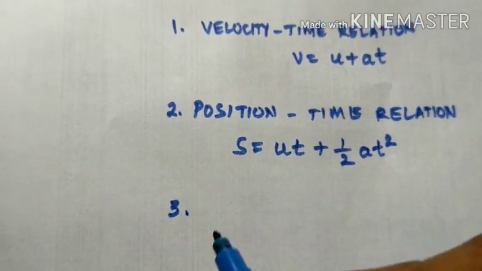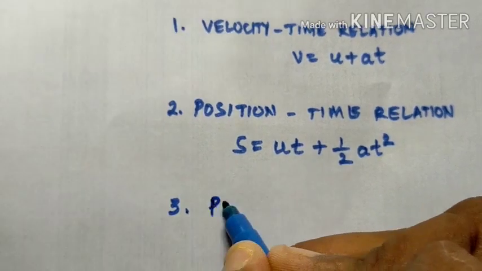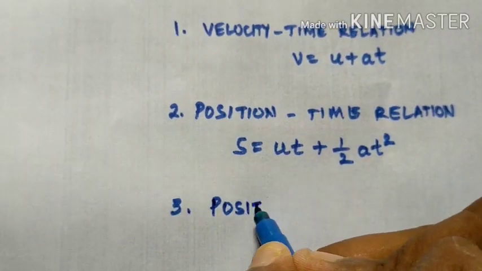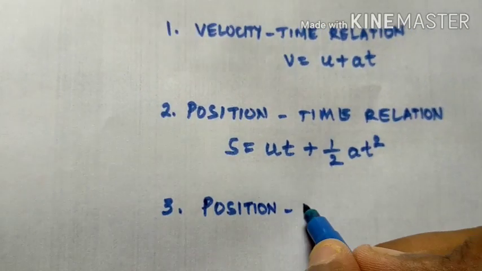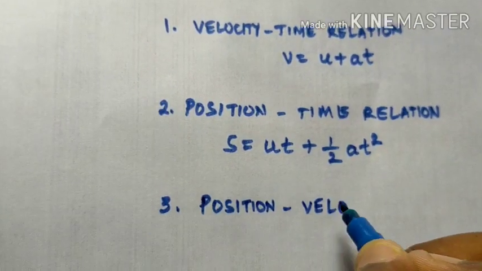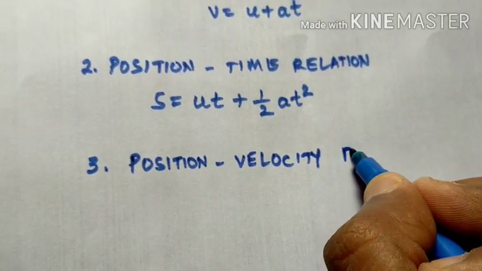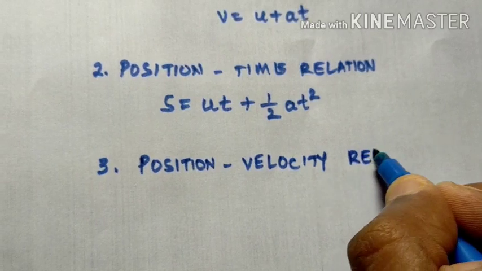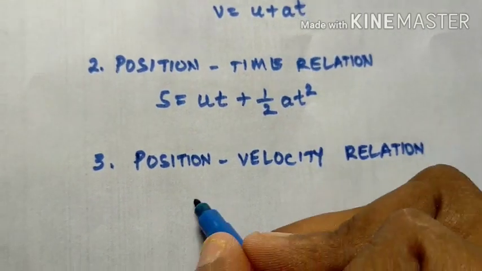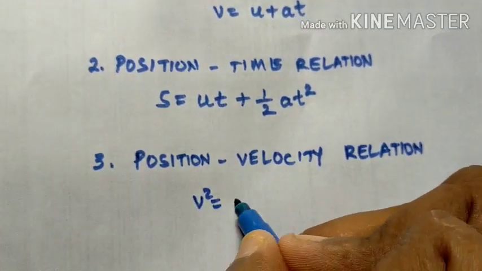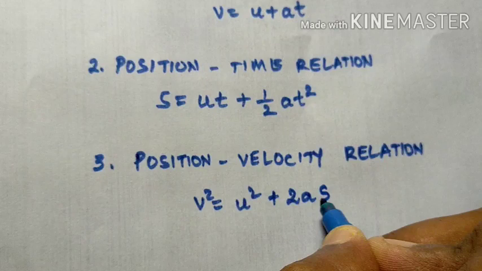The third one is called position velocity relation. The equation is written as v square equals u square plus 2as.